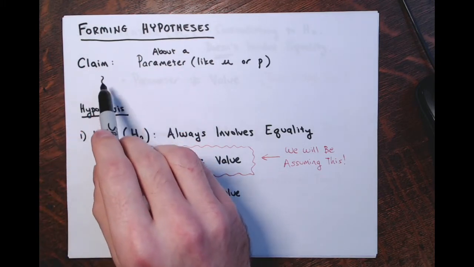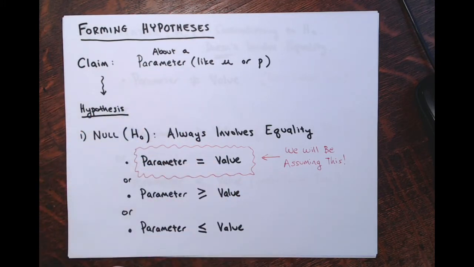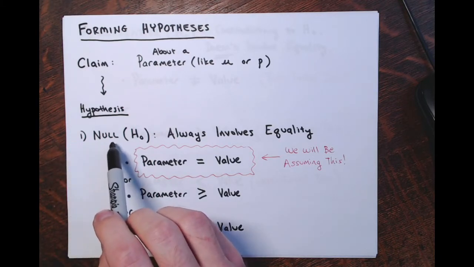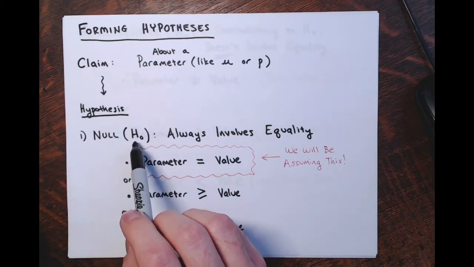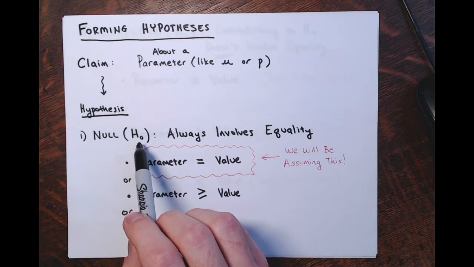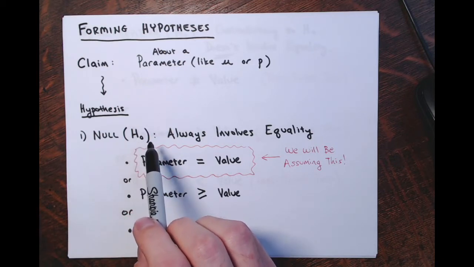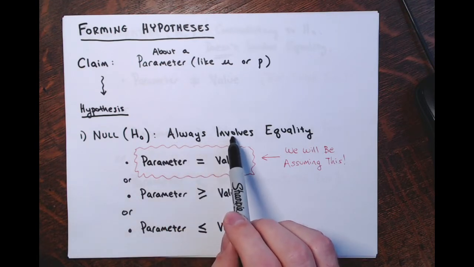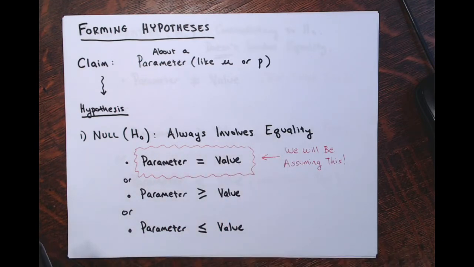From that claim, two hypotheses are formed, and these are two opposing hypotheses. One is called the null hypothesis, and it's usually symbolized by H sub 0. One thing about the null hypothesis is that it always involves equality. It always involves some kind of an equal sign.